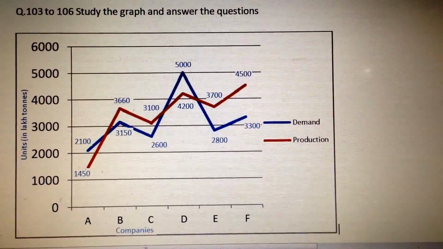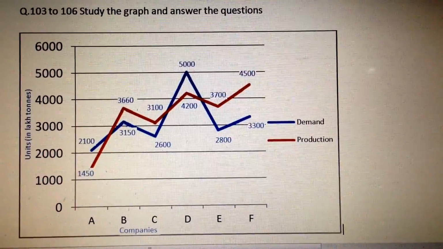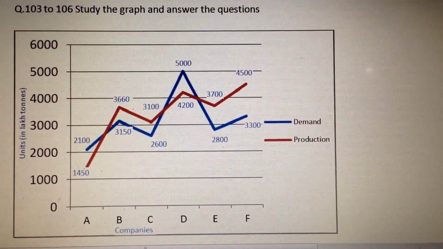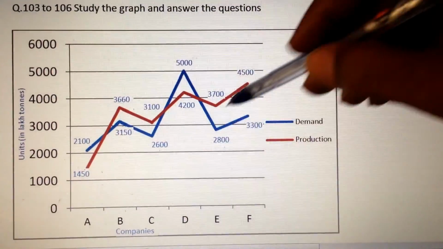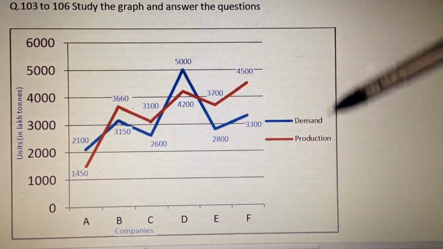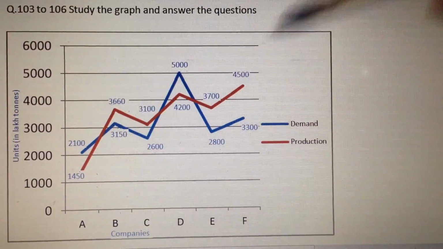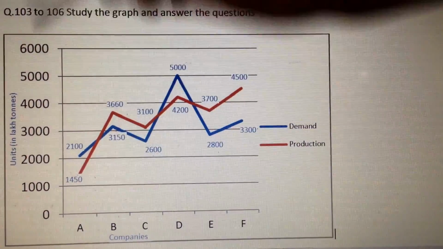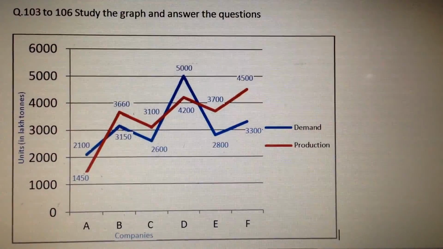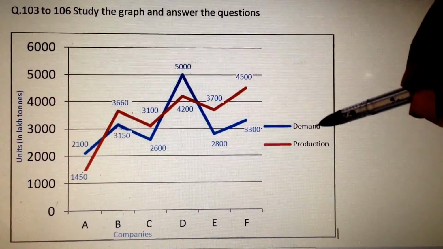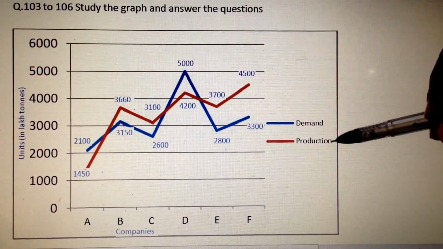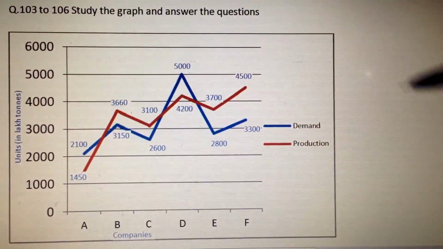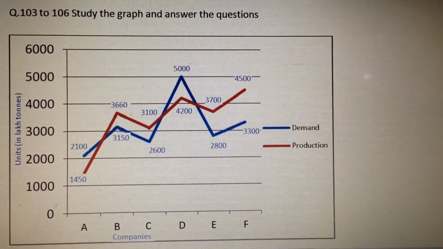Questions from 103 to 106 are on data interpretation. Study the graph and answer the questions. A graph is given, and in that graph, companies are given on x-axis and their production and demand are on y-axis. Here, blue color indicates demand and brick color indicates production. We have to study the graph and answer the questions given.